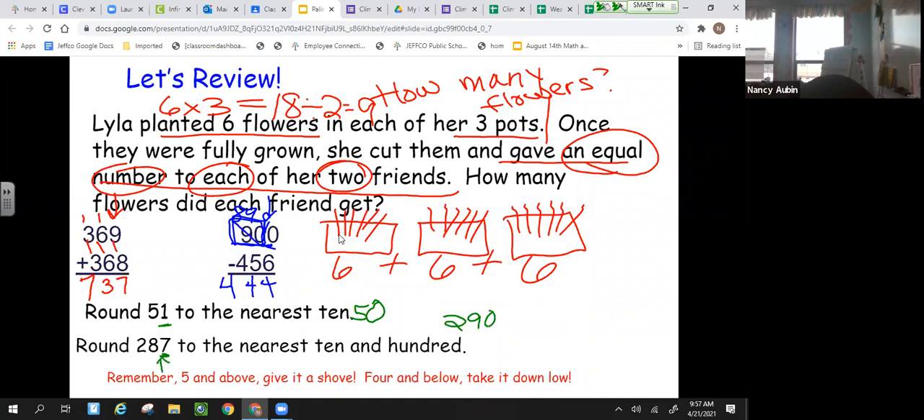But now we're going to the nearest 100. And what do we have in the tens place? Abby, what do we have? 8. An 8. So we're going to go 5 and above, give it a shove. So is 287 going to be closer to 200 or 300? 300. You would round that to 300.